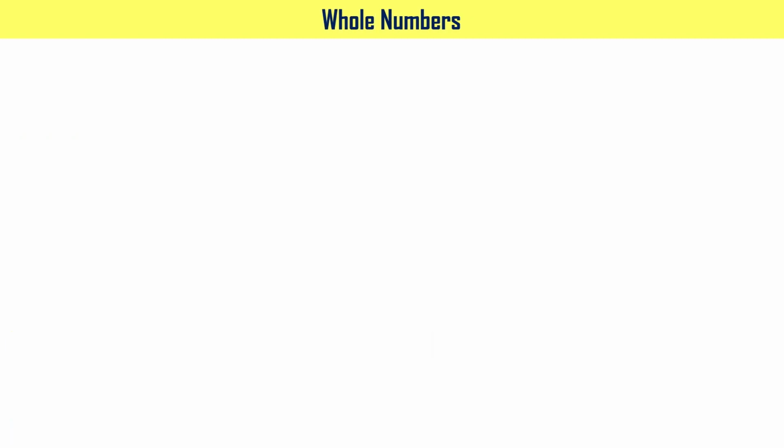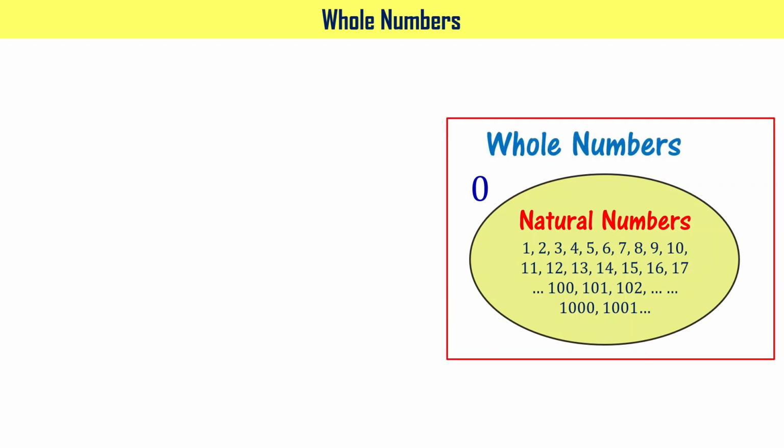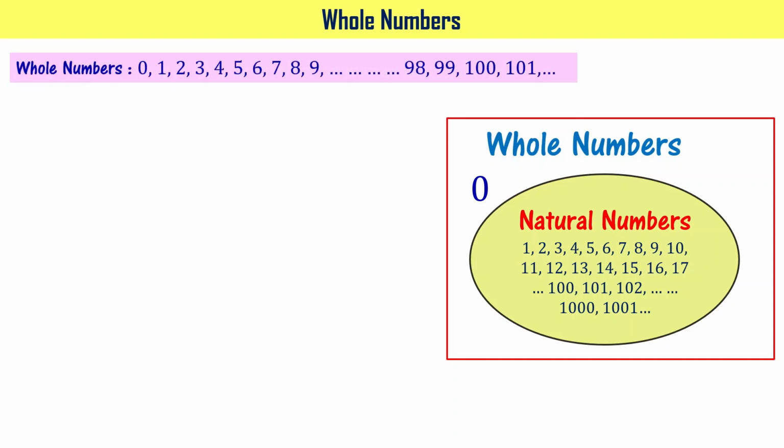Now let's look at whole numbers. We have seen natural numbers, right? They are 1, 2, 3, 4, 5, 6, 7, 8, 9, 10, 11, and so on. For this list of numbers, if I add 0, this collection of numbers is called whole numbers. So let me write whole numbers. Whole numbers are 0, 1, 2, 3, 4, 5, 6, 7, 8, 9, and so on, right?